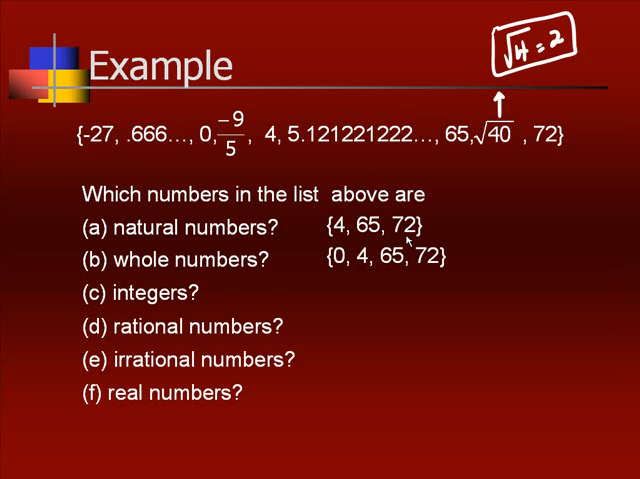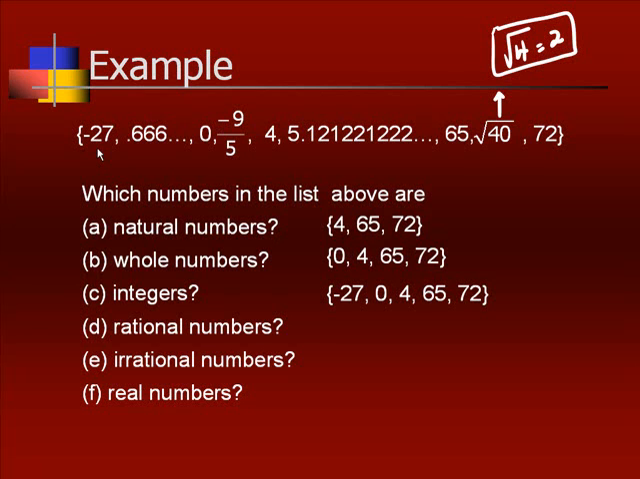Now we're to the integers. The difference between integers and whole numbers is that now we have to include the negatives of any whole numbers. So now looking at that list, the only one that's a negative and a whole number would be -27. So our list becomes -27, 0, 4, 65, and 72.